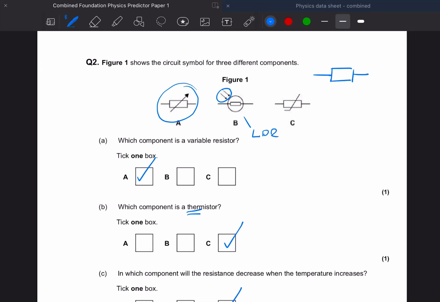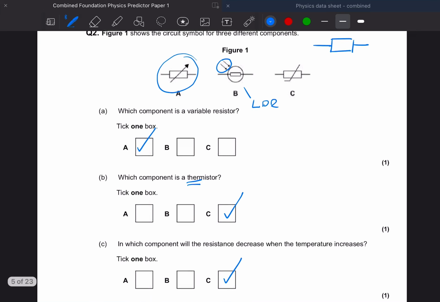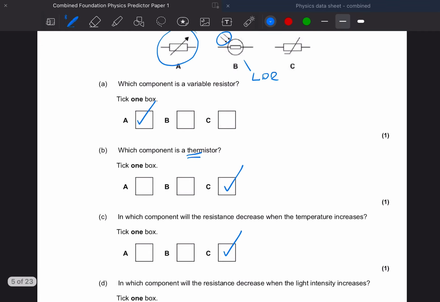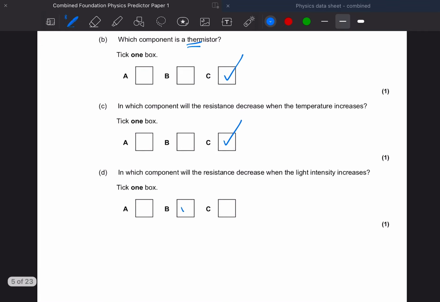So of our three resistors, we've got the first one, A, that is a variable resistor because we can manually change the resistance. B is a light dependent resistor, so the resistance depends on the amount of light. And C is a thermistor, so the resistance depends on the amount of heat or the temperature. So in which one will the resistance decrease when the light intensity increases? That is B.